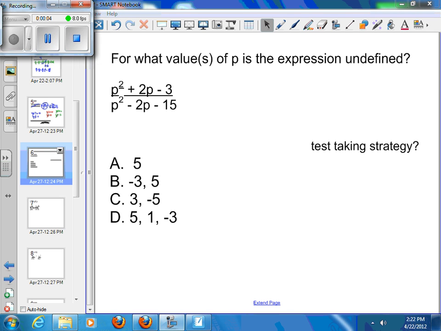Okay, so example 2 here, we're going to go through this problem. I'll show you how to do it the way that you normally would do it, and then I'll show you the test-taking strategy for this. So the first step in this kind of problem would be to factor the numerator and then factor the denominator.